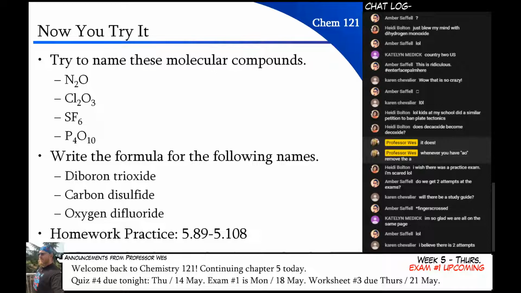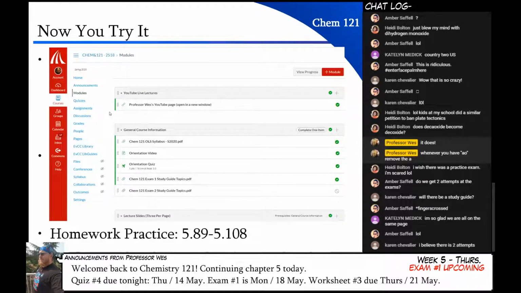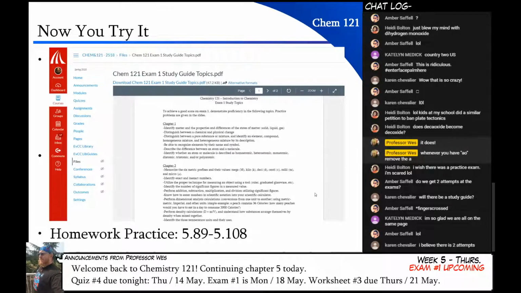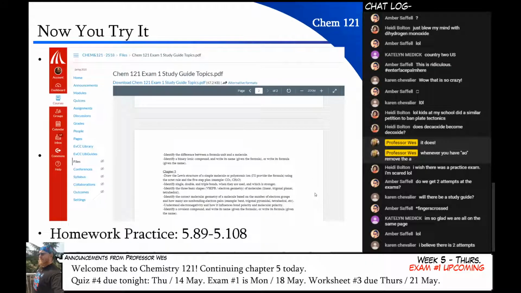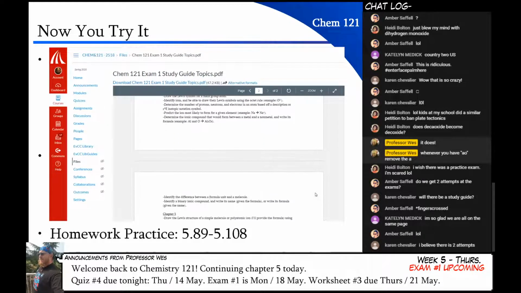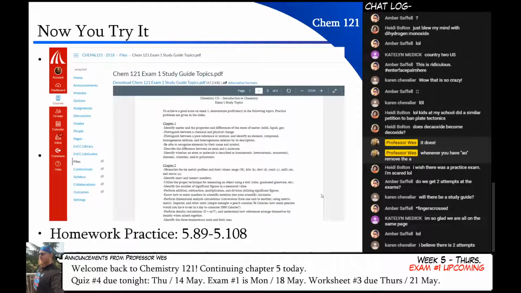There is a study guide. If you go to the modules page, let me actually get that up here real quick. I actually revealed it. This wasn't revealed before. It's right here, Chem 121 Exam Study Guide Topics, and it's just a list of all the topics we've covered in this class. That's chapters 1 through 5. I've distilled it down to 1 page.